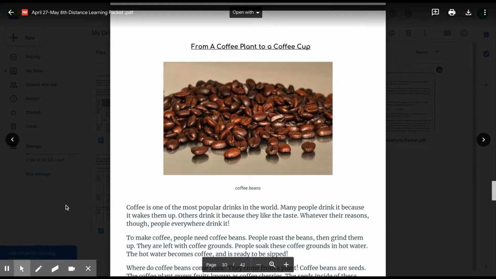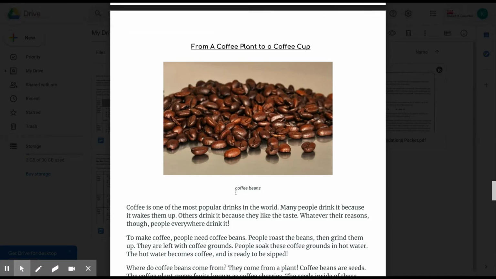From a Coffee Plant to a Coffee Cup. Here's a picture of coffee beans, and you'll know that it's coffee beans because underneath the caption says coffee beans.